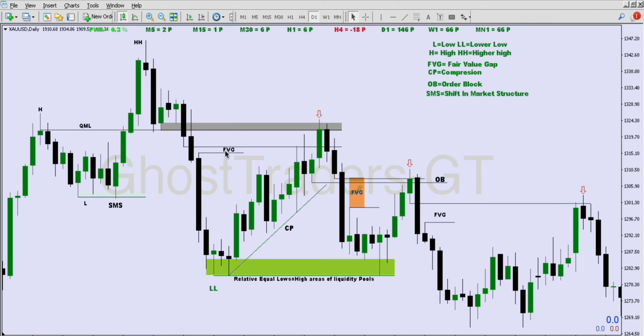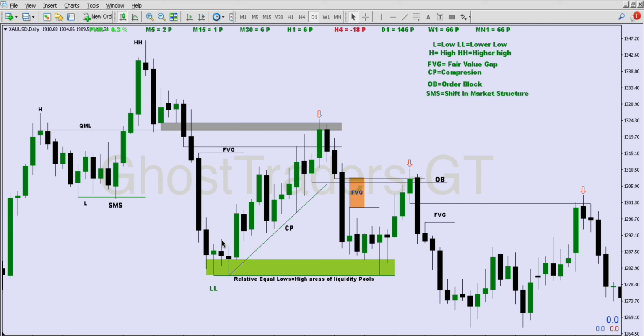So you can see here we have a fair value gap at this level, and we have an order block, and we have a QML level lining up with our order block. So there is high confluence at this level, so price is most likely to be successful going down when it gets to this level. So you can see price gets to this level here, and then it quickly went down.